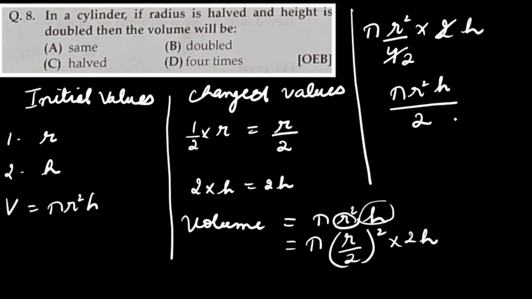So which option? Yes, it is halved. Initially the volume was pi r square h. Now it has become pi r square h by 2. So it is halved. Option C is the correct answer.